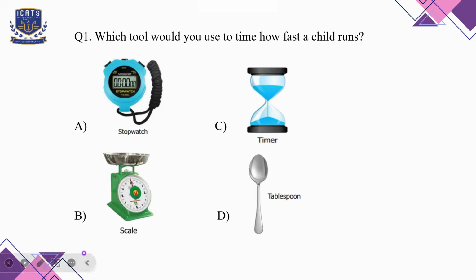It's quite obvious that scale and tablespoon are used to measure the amount of different things, whereas the stopwatch or timer can be used to see how fast a child runs. But out of stopwatch and timer, stopwatch is a better option because it will tell us the exact time, in how many minutes and in how many seconds the child has covered a certain distance. So we will choose option A here.